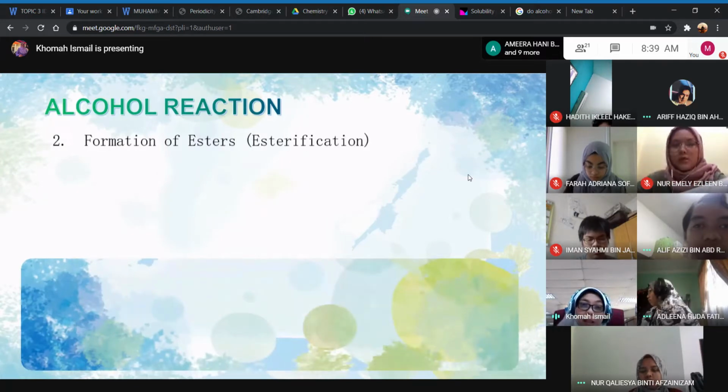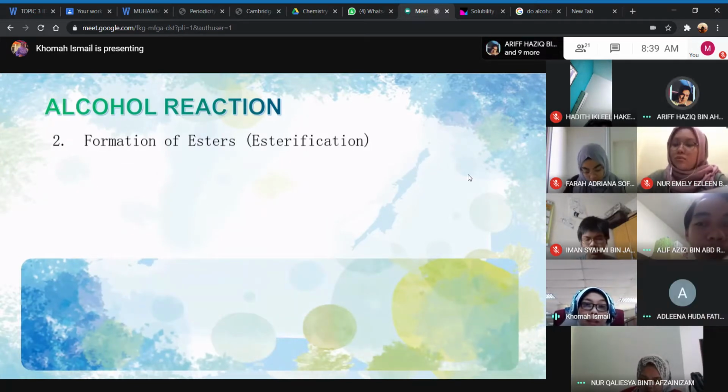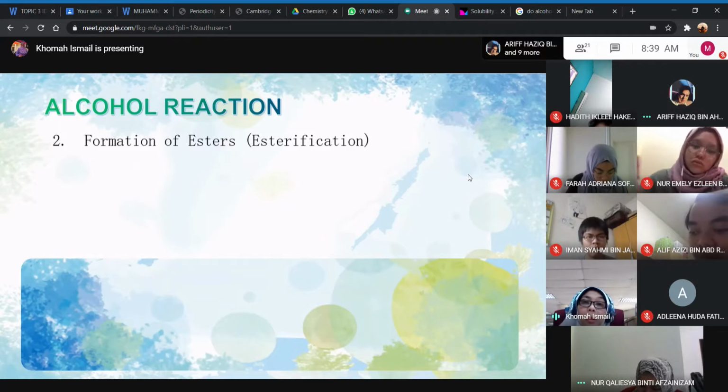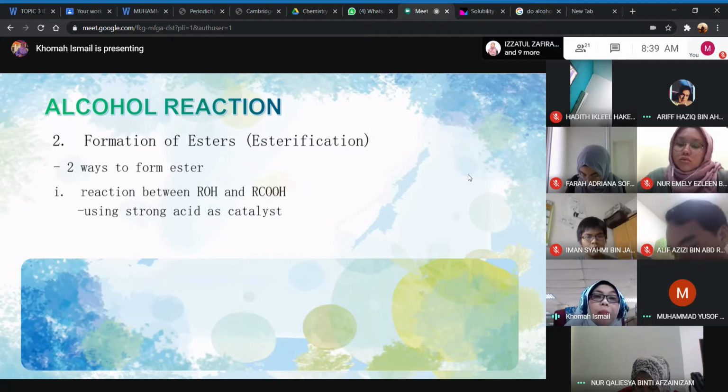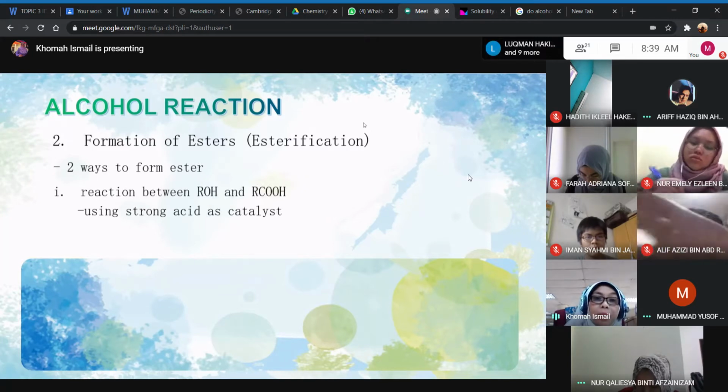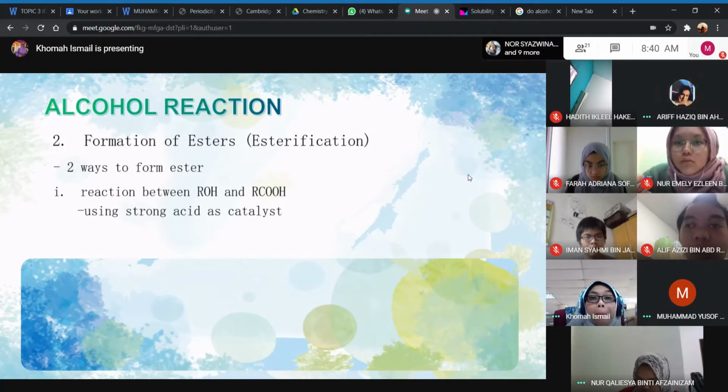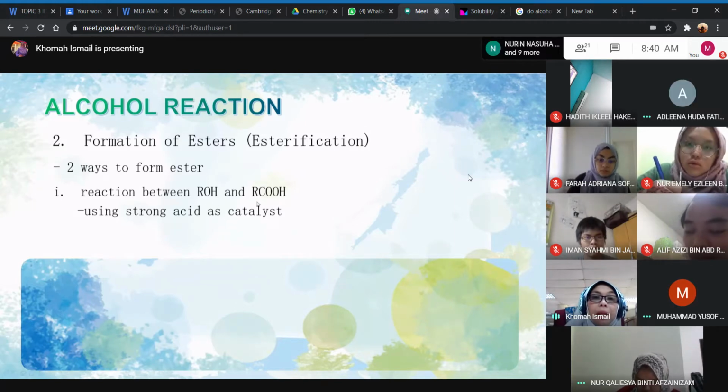Alright, formation of esters. The other one, esters. Now, you are very familiar with ester, right? You have learned esterification, okay? But actually there are two ways that you can form esters. The first one is the one that is very common to you, which is alcohol and carboxylic acid. These two are very common to you.